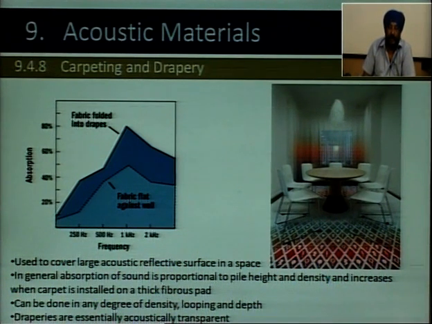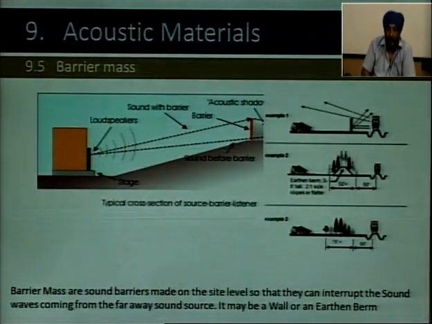The kind of curtains, their thickness, the kind of carpets we have, these all are very important things which have to be understood and applied for curtailing unwanted noise. So, then there is a barrier mass we will talk of, that we can shield the building by a boundary wall or maybe an acoustic shadow. So, this is called barrier mass sound absorber made on the site level, so that they can interrupt the sound waves coming from far away.